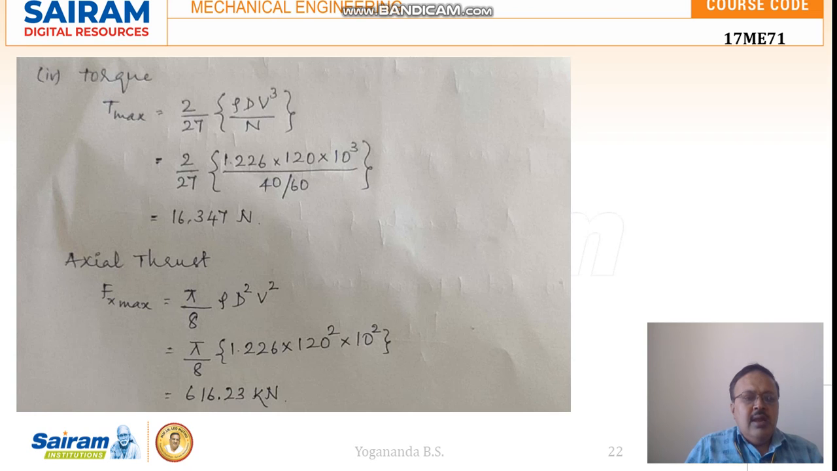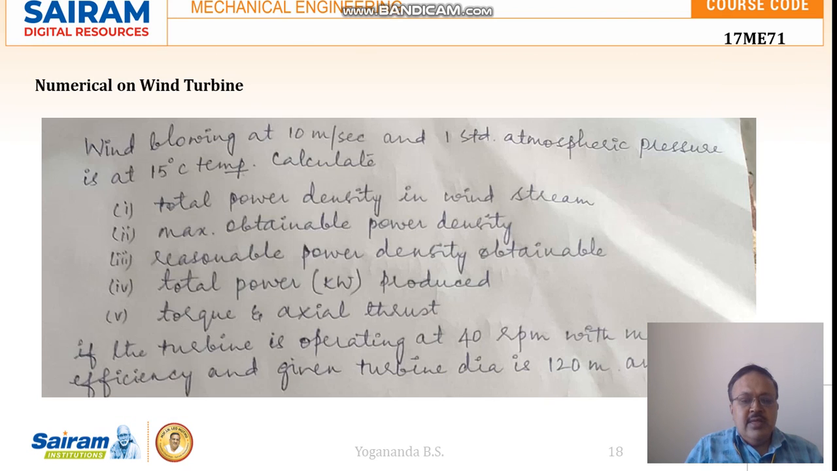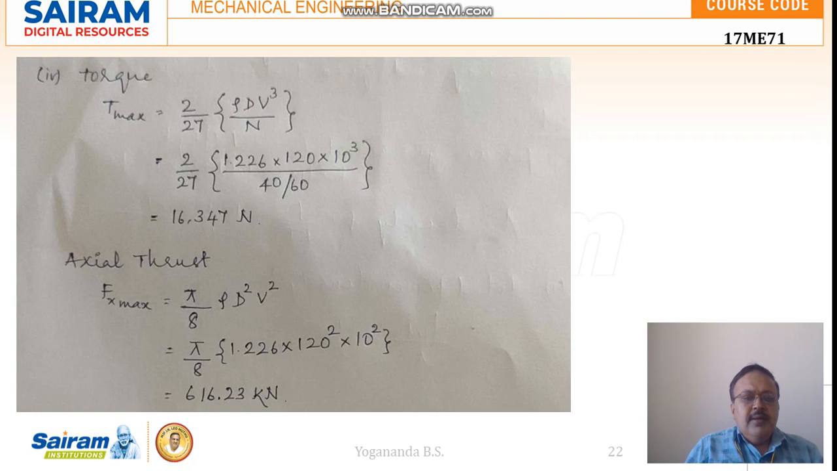Now the torque and axial thrust will be calculated using the formulas. Here N is the rotations per minute of the turbine, given as 40 RPM. It should be in rotations per second, so it is divided by 60. The axial thrust we get is in newtons, so divide by 1000, and the final answer will be in kilonewtons. Thank you.